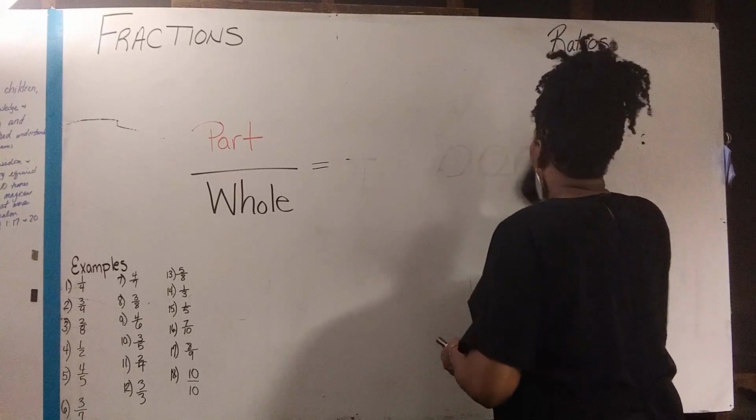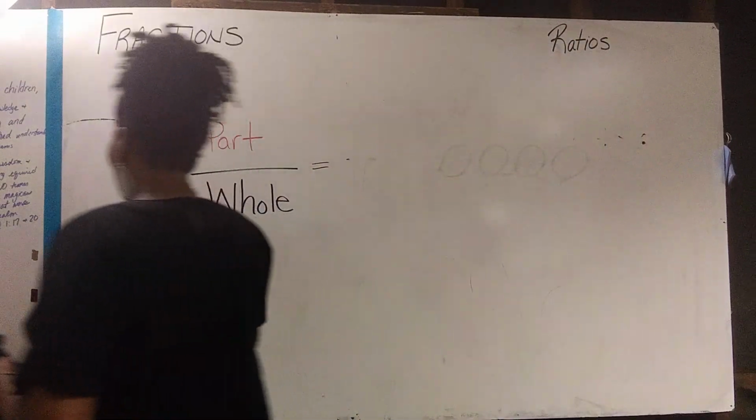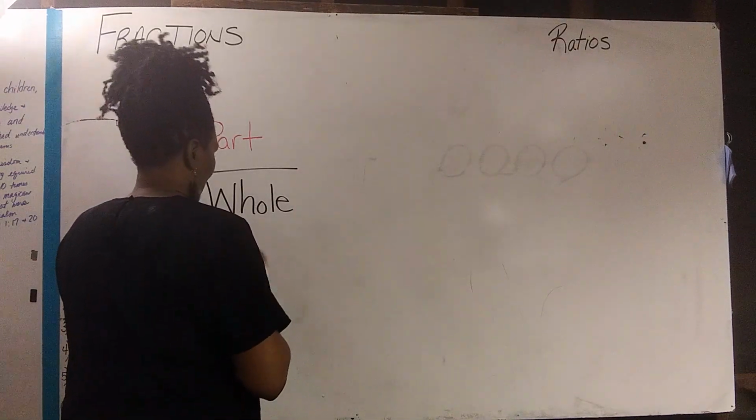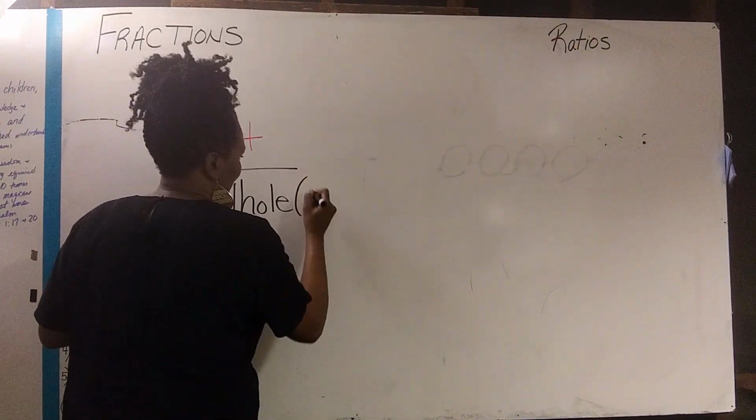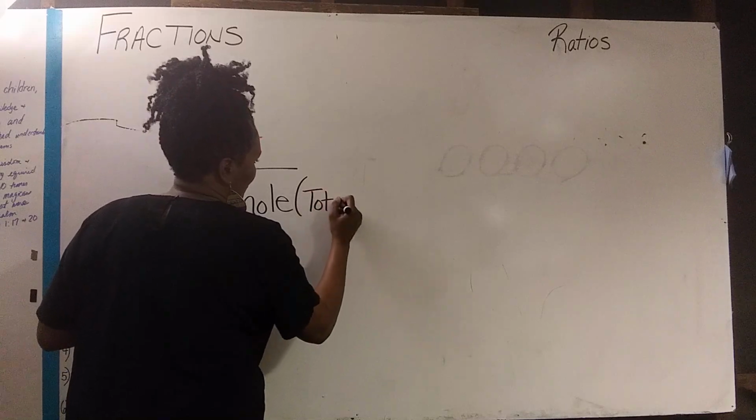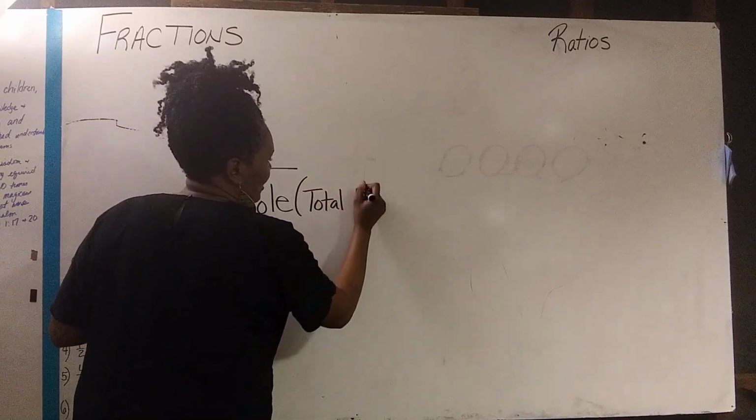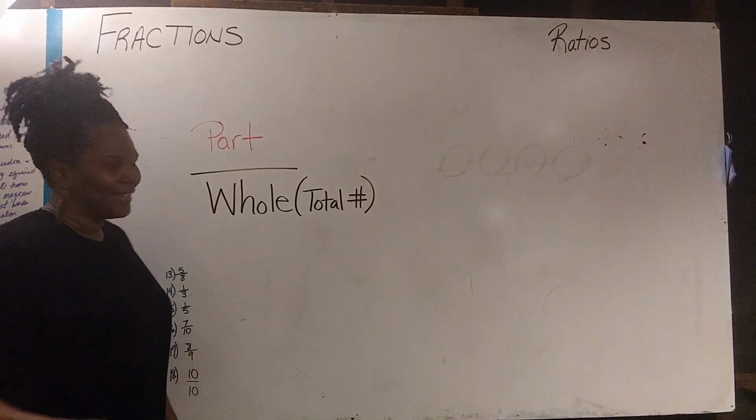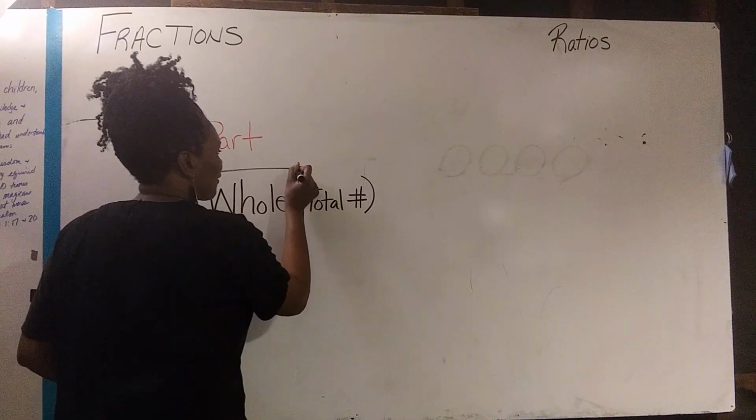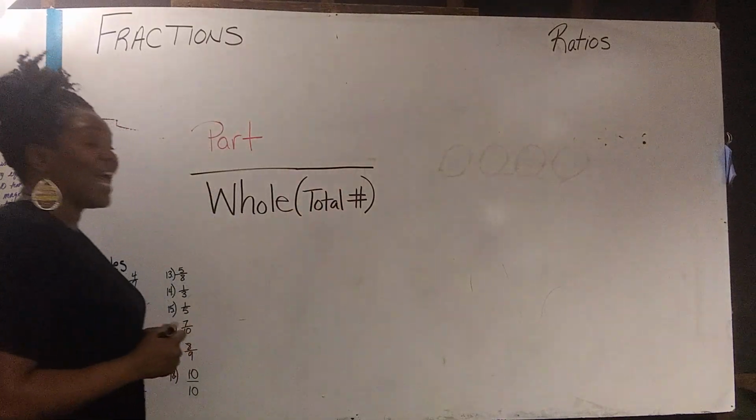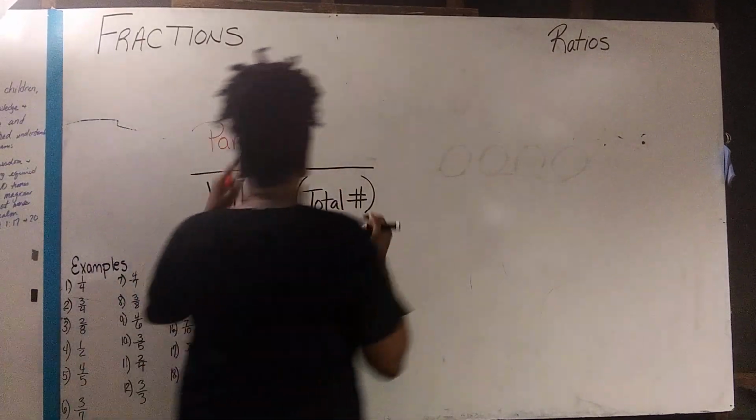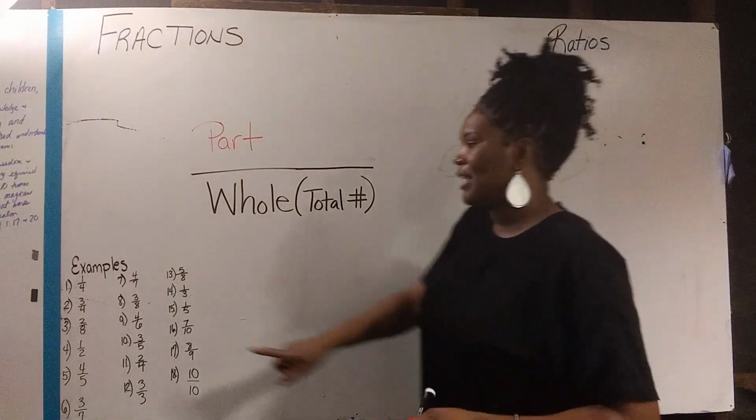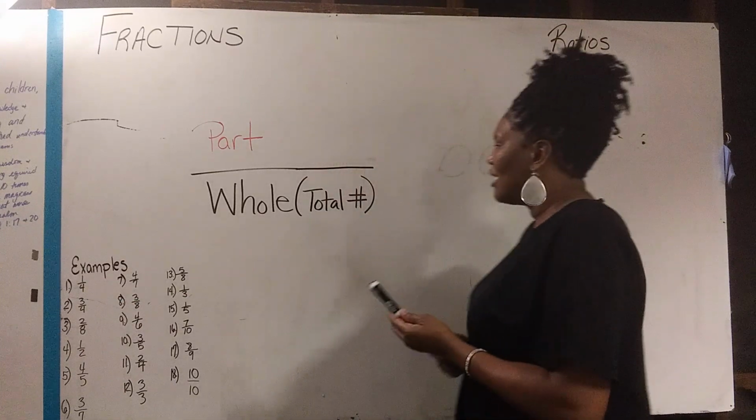Our next number is 3/4. And you know what? Let me put right here also total number. This is the number sign. Okay? So that's total number, not hashtag. Total number. Alright? And that's all fractions are. It's a part of a number and the total number. Alright? So our next one is 3/4.